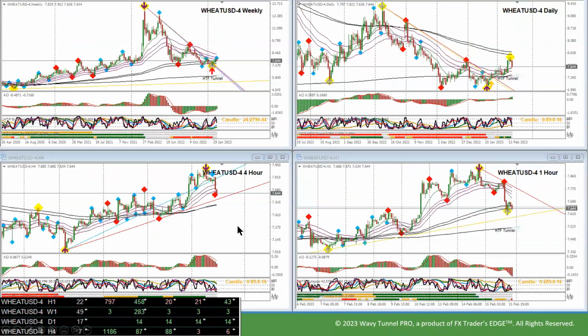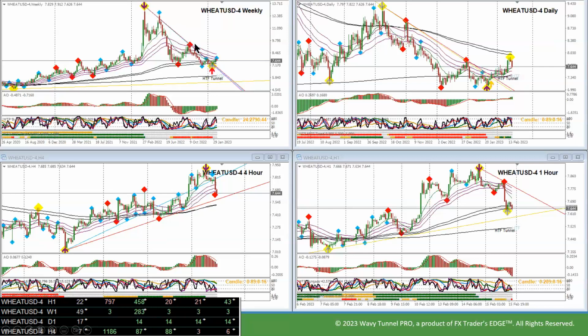Now, if we look at wheat, this is also very interesting. Why was it interesting for me? Okay, a few things. If we look at the weekly, I have a 3 here. This is the breakout 4 trade, which I'm going to show you shortly. The breakout 4 is when we had the strong move up, we have the purple arrow, and then we have a gray arrow. You can't really see it.